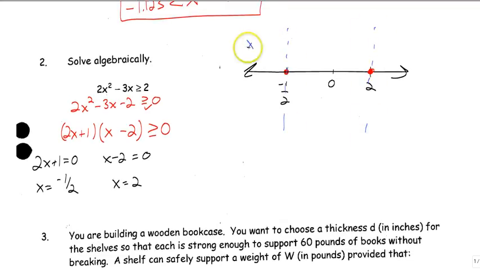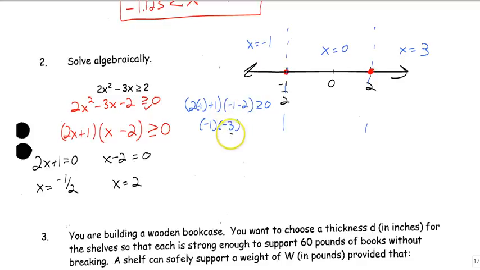Okay, I'm going to use x equals negative 1 here. And again, I need to see all this work. x equals 0 and x equals 3. Over here, when x is negative 1, I get 2 times negative 1 plus 1, and negative 1 minus 2 is greater than or equal to 0. So we get negative 2 plus 1, that's a negative 1, times negative 3. Negative 1 times negative 3 is positive 3, which is greater than or equal to 0, which is true.